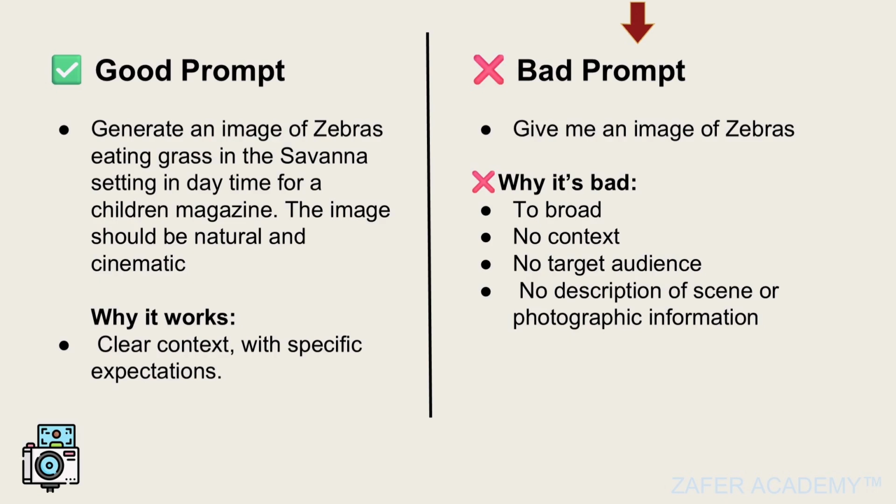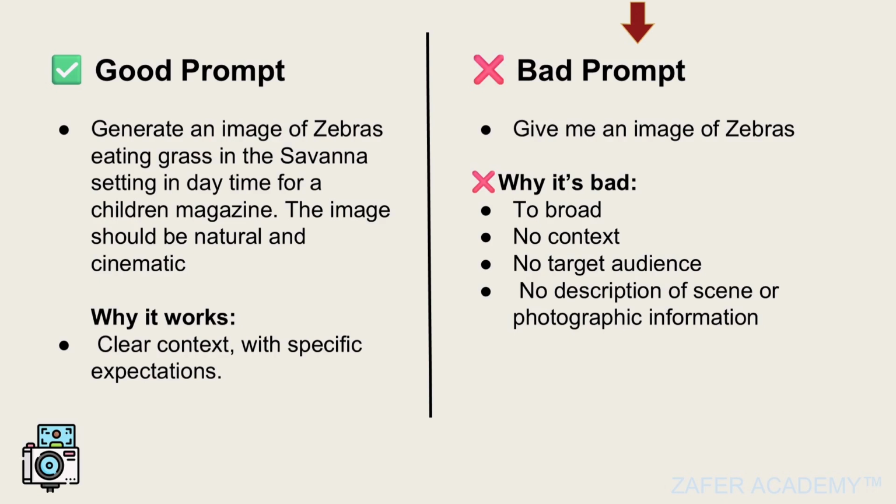Let's look at the bad prompt. "Give me an image of zebras." That's a really, really bad prompt, right? Number one, it's too broad. Number two, there's no context. Number three, there's no target audience. Number four, no description of the scene or photographic information. You just want an image of zebras.